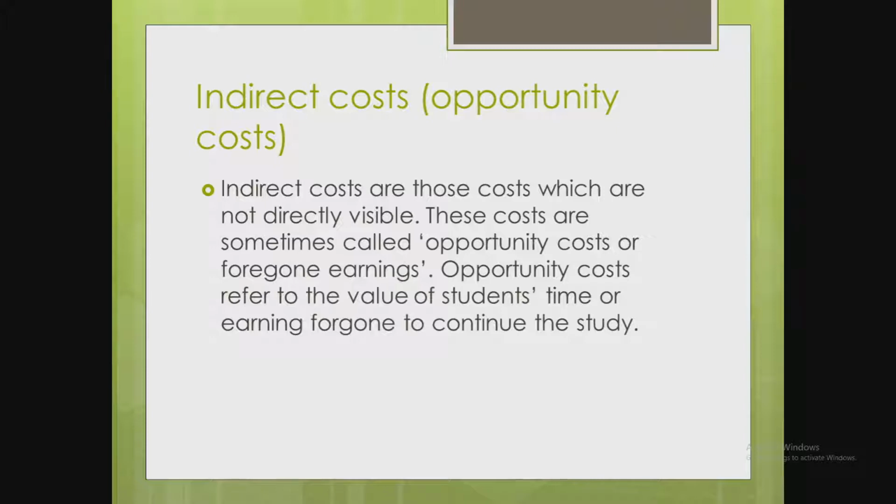Indirect costs, which are opportunity costs. Indirect costs are those costs which are not directly visible. These costs are sometimes called opportunity costs or foregone earnings. Opportunity costs refer to the value of students' time or earning foregone to continue the study.